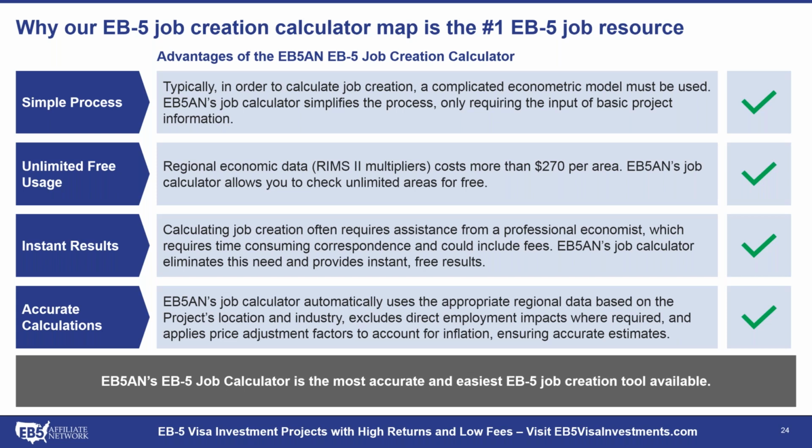Third, instant results. A number of other professional economists out there charge to put together an analysis for a project, and it takes a few days depending on if they have the RIMS2 multipliers already on hand. Ours is instant, you don't have to wait. And then accurate calculations. We've done hundreds of these studies around the country, so we know what the different regions are, how to break them up, and what types of adjustments need to be made to make sure the data is calculated as accurately as it can be.